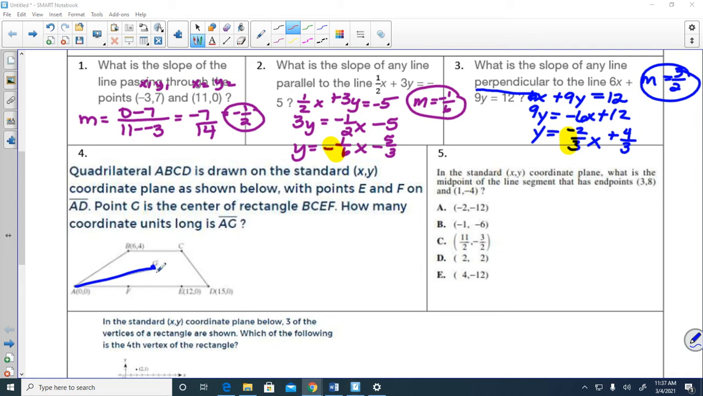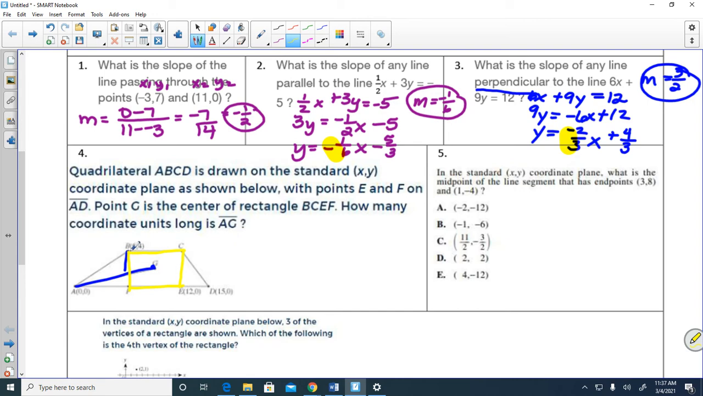Well, I don't know the coordinates of G, but I do know that G is in the center of the rectangle. So they're talking about this rectangle right here. This rectangle right here. G is in the center of it. And so that will help me find the coordinates.